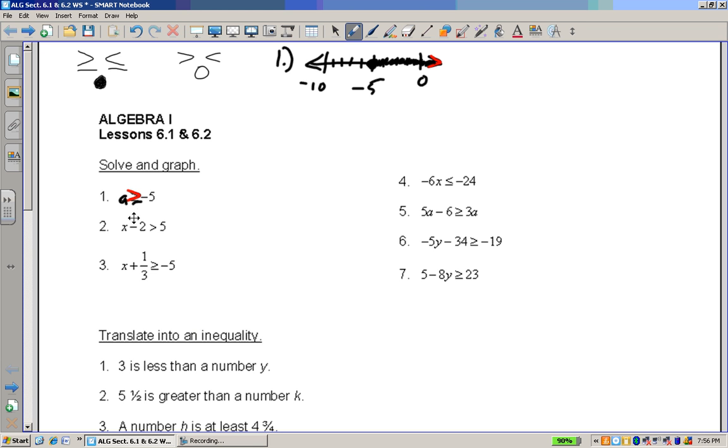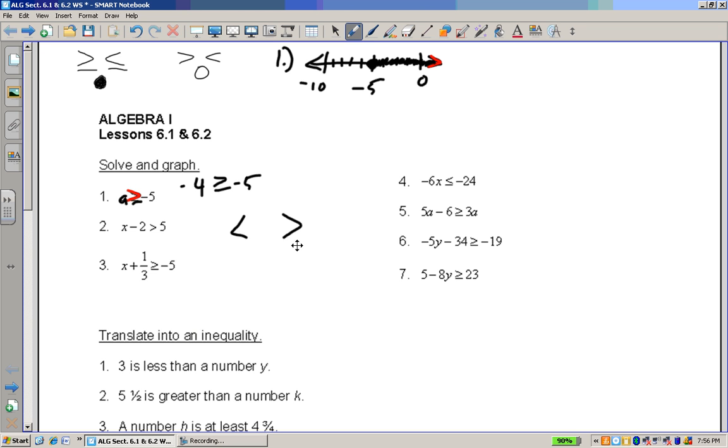Now, that's sort of how to do it. But why does it work that way? Well, we're looking at solutions here, and there's going to be an infinite number of them. For example, what's greater than or equal to -5? Well, -4. If you plug in, for example, -4, -4 is greater than or equal to -5.